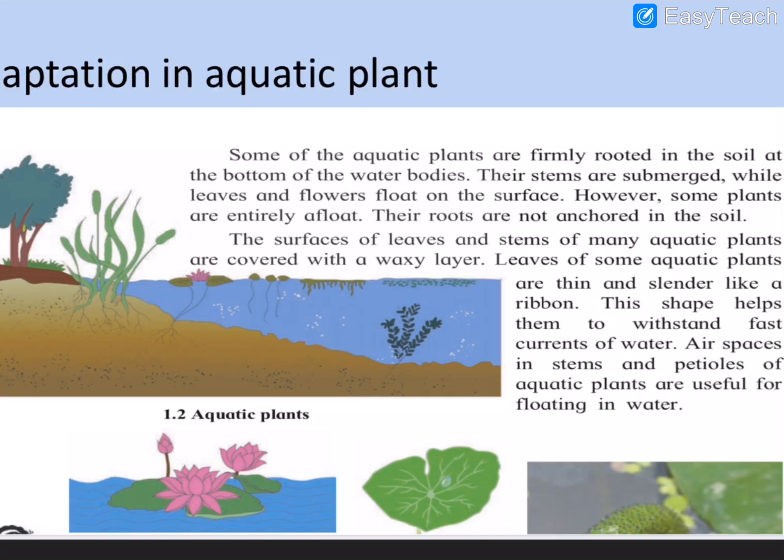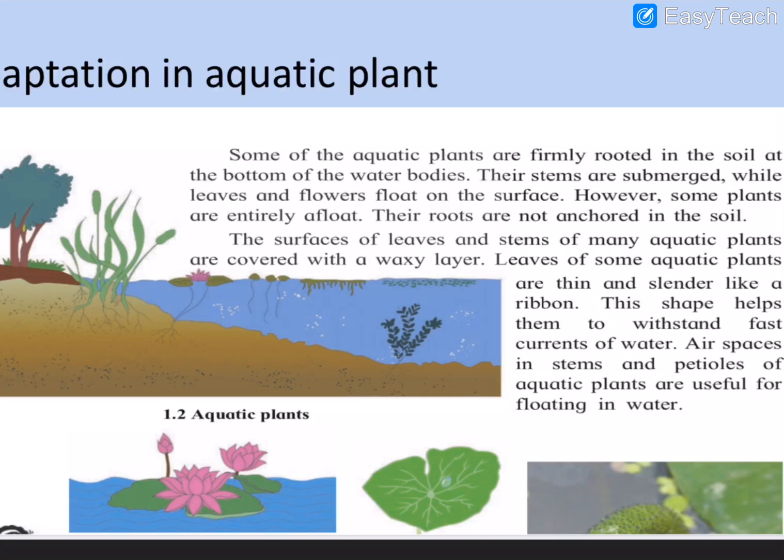Leaves and flowers, that is the case of the lotus. Leaves and flowers are on top, above the water. Some aquatic plants have a stem under the water, but they don't have a root connection to the soil. They float, and their leaves are above the water.